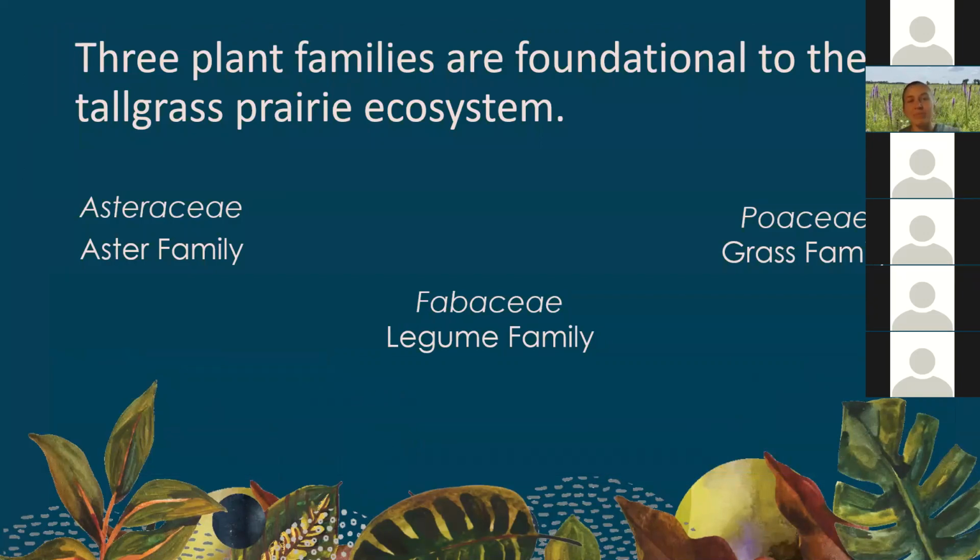The three main plant families that you're going to find in the tallgrass prairie ecosystem are Asteraceae, the aster or daisy family, Fabaceae, the legume, or more likely known as the bean family, and no surprise here in our grasslands, the grass family, Poaceae. I want to go through some examples of plants from these families that are found in our prairies, but I do want to note that there are so many more than are represented here. This will just give us an idea of what those foundational species are.